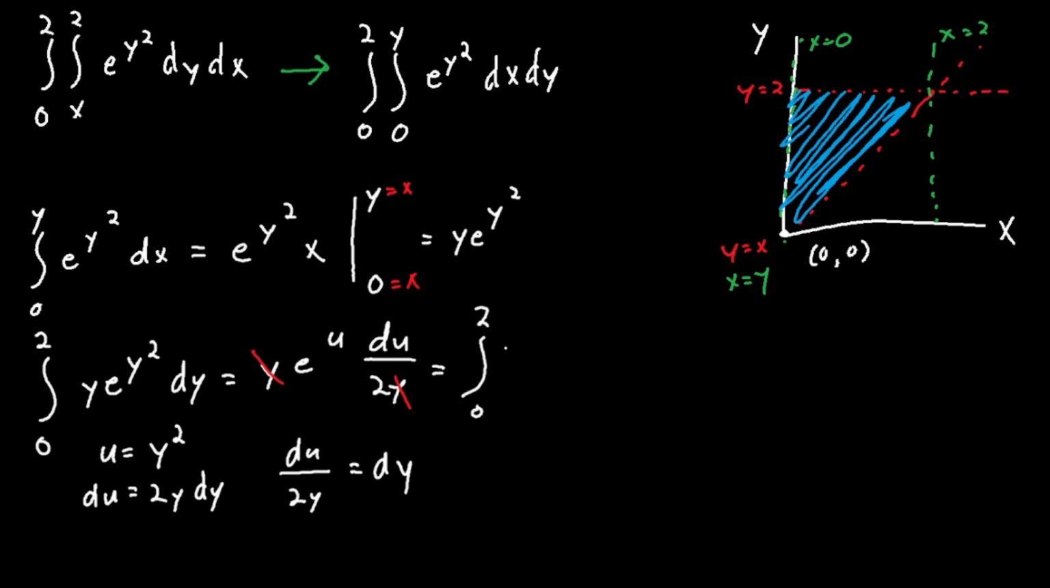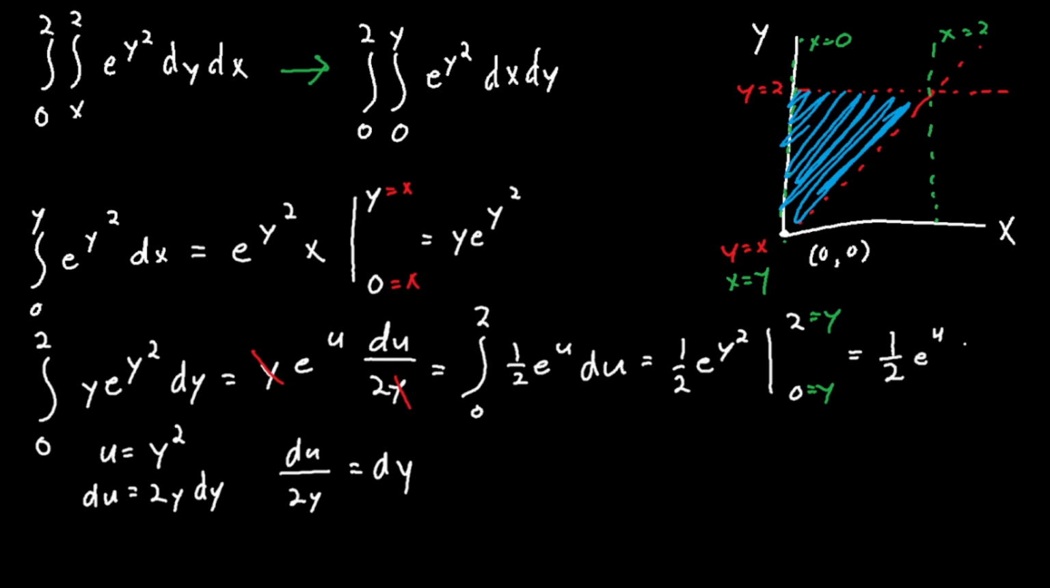Integral of 0 to 2, 1/2 e^u du. If you integrate e to the power of u, it just stays the same. So you get 1/2 e to the power of u as your integral. But we can just turn the u back to y squared because u is equal to y squared, and then we write our bounds of 2 and 0. Now if you solve for this integral, you'll get 1/2 e to the power of 4 minus 1/2 e to the power of 0, which is just 1/2.